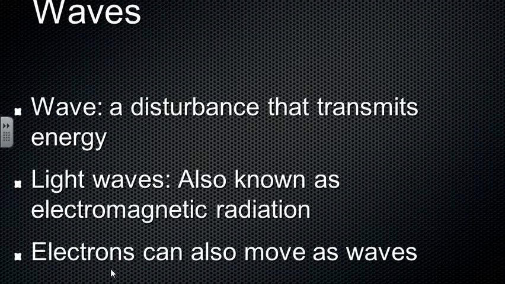Okay, water waves are the ones I use a lot because they're ones that we can see. Most of the other ones, sound, light, heat, we can't always see. With heat, you can a little bit, like if you have a grill open, you can see the little wave particles that are happening. Okay. Light waves are also known as electromagnetic radiation. That's going to be key, especially when we talk about colors. So electrons can also move as waves.